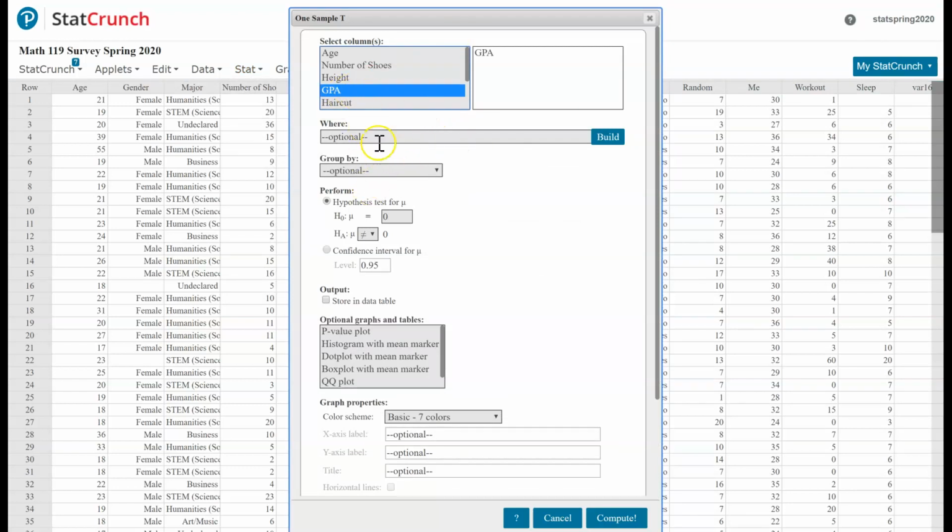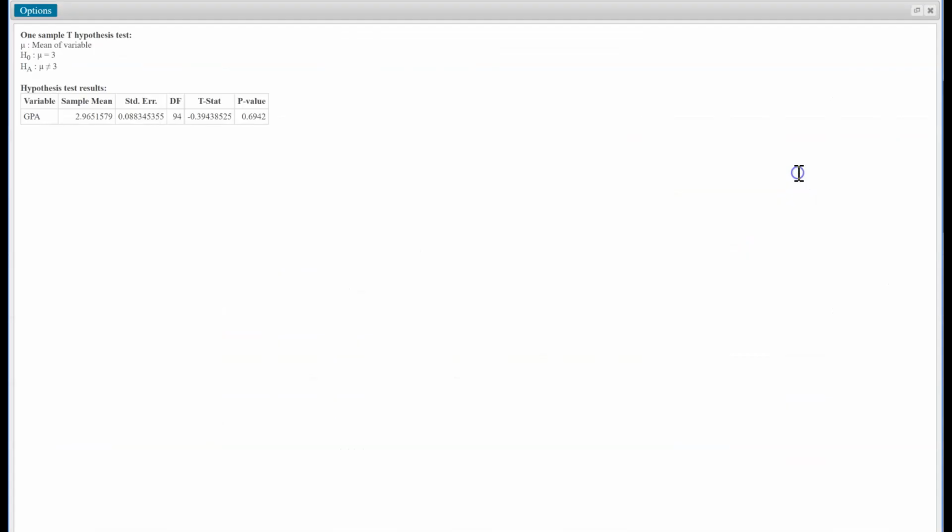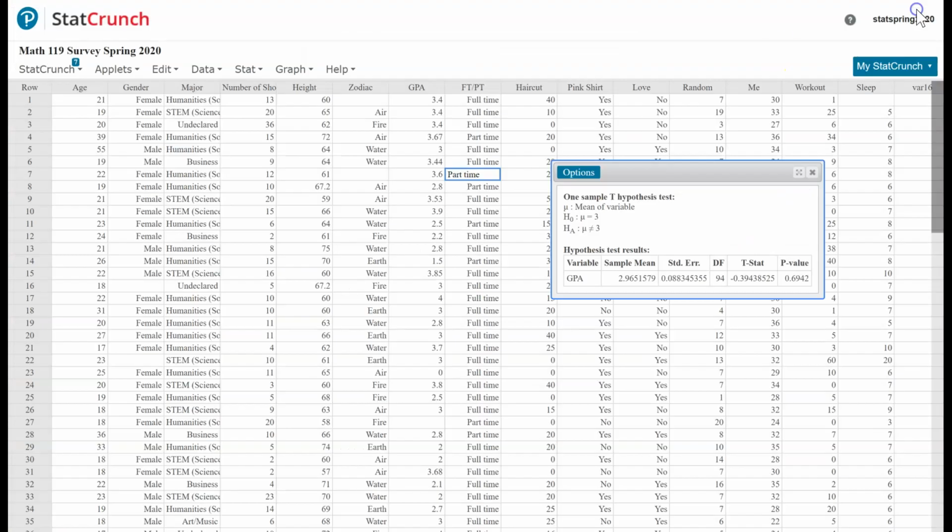You don't have to do anything over here. Then hypothesis, well, we think that it's going to be 3.0. And then this is going to be not equal to, so that's fine. So we're going to click on compute. And then here is what you have. Oops, I super maximized it.